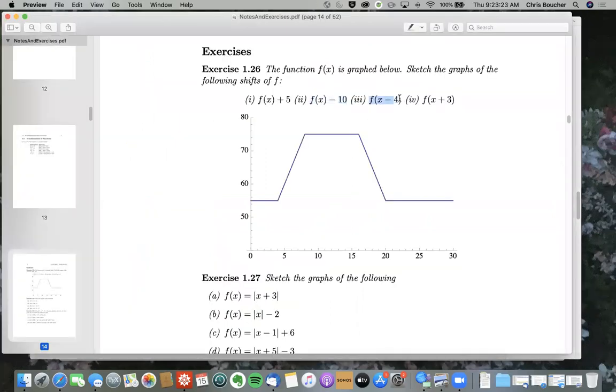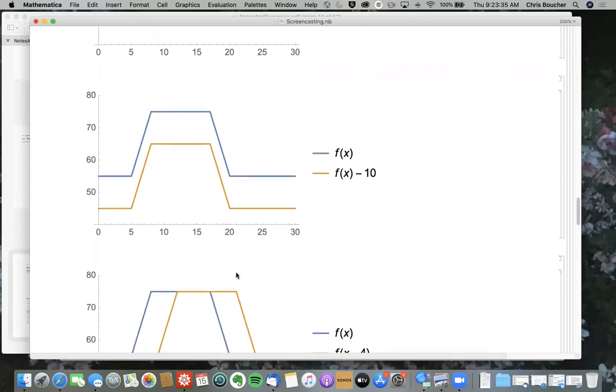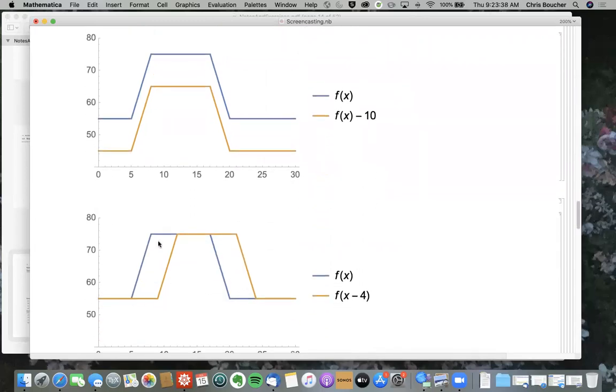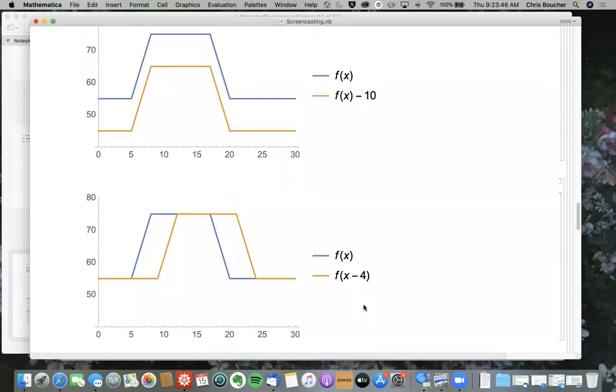This here, when I subtract 4, this is the counterintuitive one. That's a shift to the right by 4 units, not to the left. And this shift is going to be to the left by 3 units. Okay, so in pictures, the blue curve is the original, and then the orange curve shifts right by 4 units. So a good place to look is at this corner point right here. You can see on the blue curve, that corner is at x equals 5, and on the orange curve, it's moved over to x equals 9, 4 units to the right.